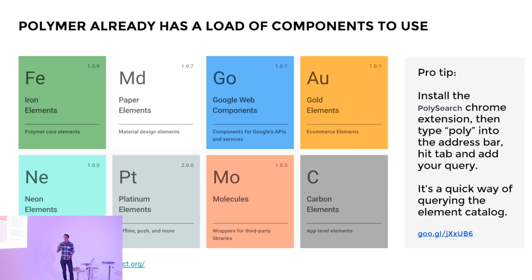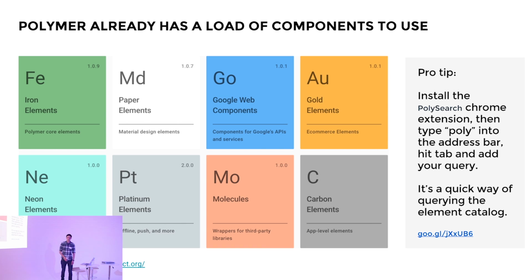You've got your paper elements, which is basically a set of components for making a website or app in a material design style. So it has a load of cards or buttons which ripple and stuff like that. Google Web Components are for adding Google services to your websites, like Google Map or YouTube video. Gold Elements, e-commerce. Neon Elements are for special effects and animations. These neon animations are a really great way of doing animations within Polymer.